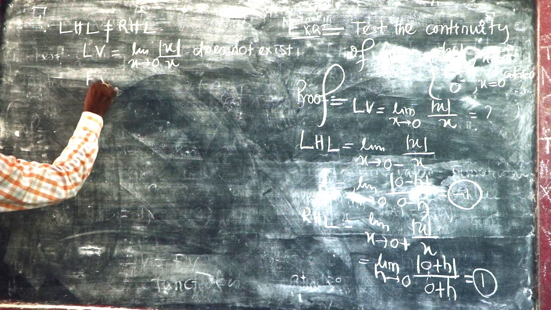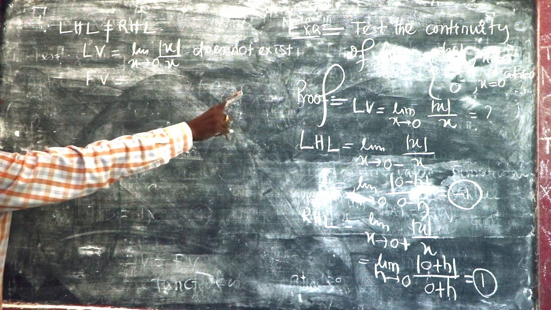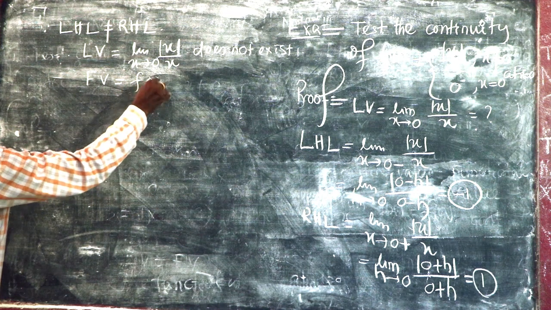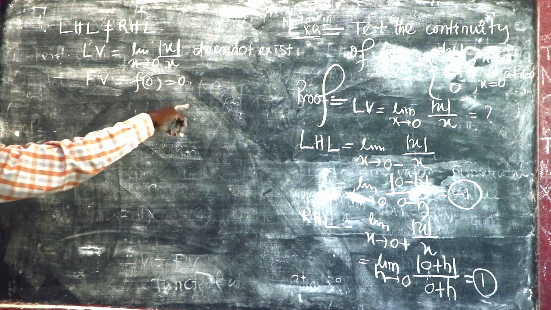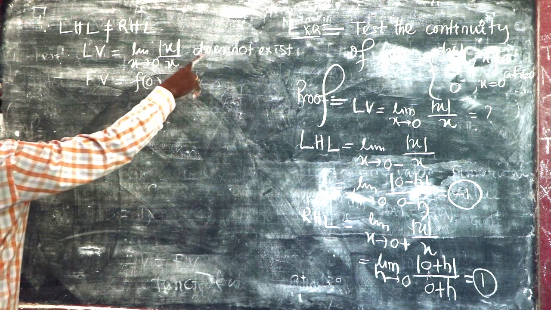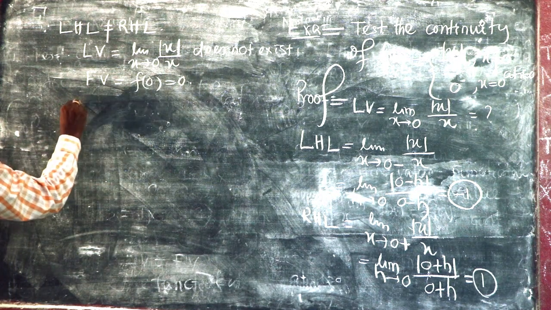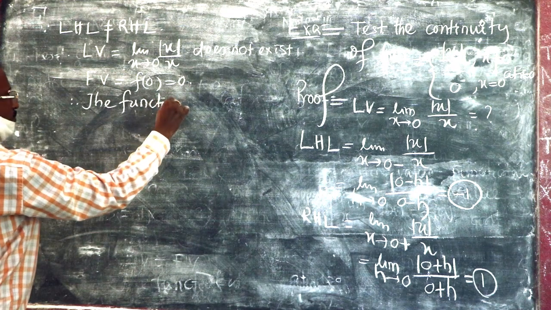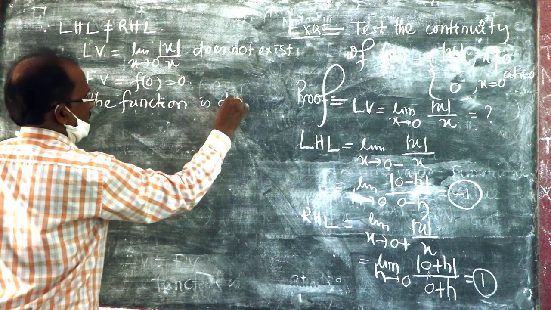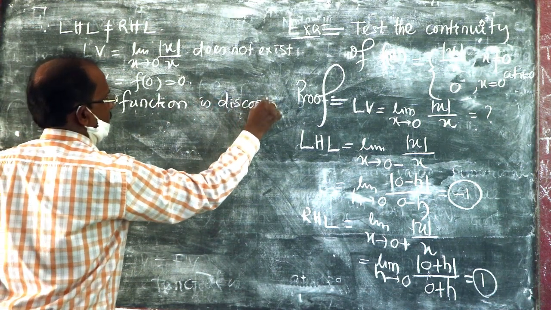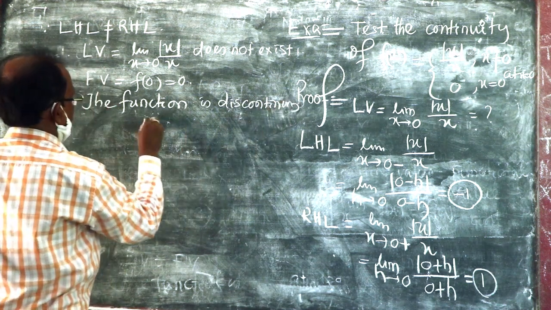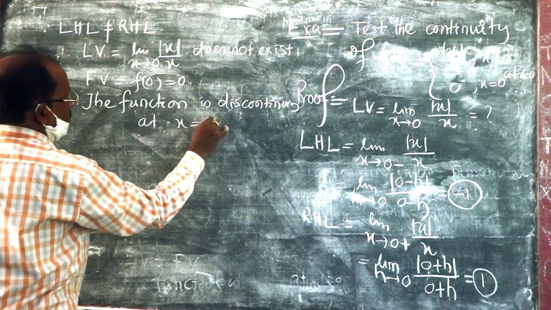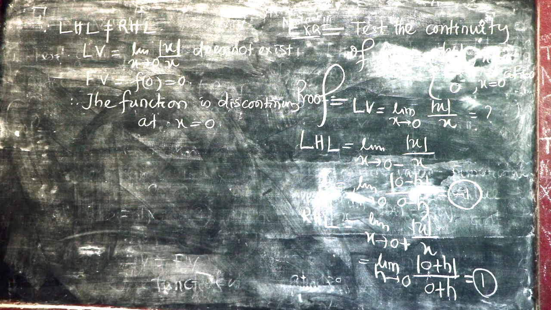But what is the functional value? The functional value is given, f(0) is equal to 0. The functional value exists, but the limiting value does not exist. Therefore, the function is discontinuous at x is equal to 0.